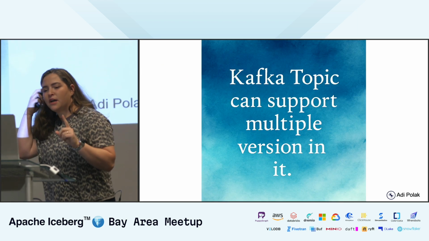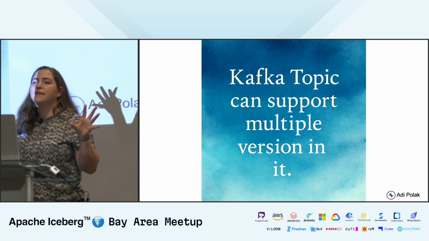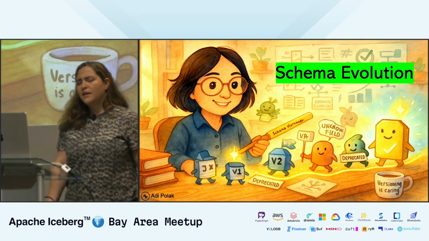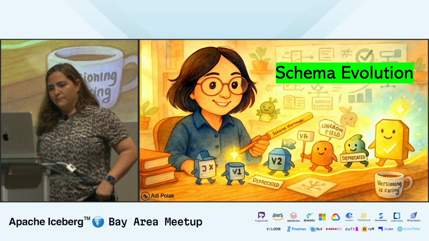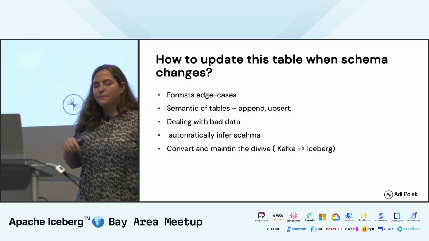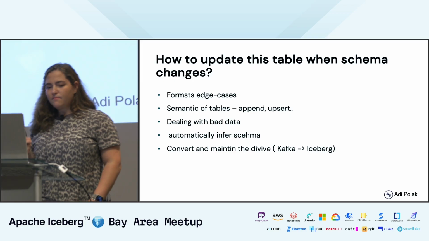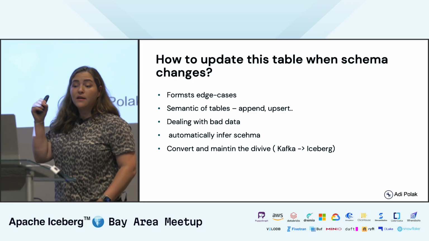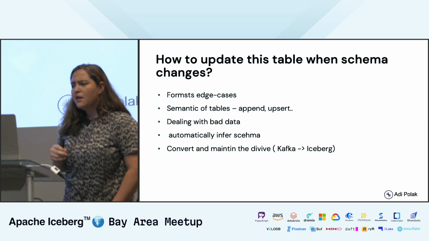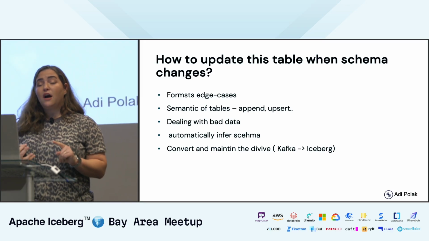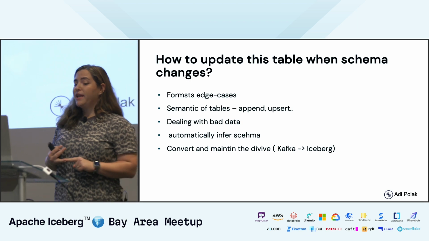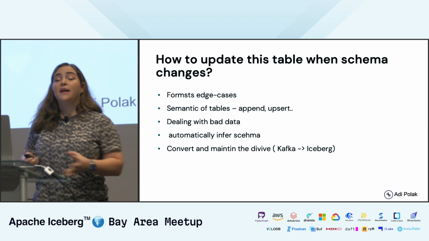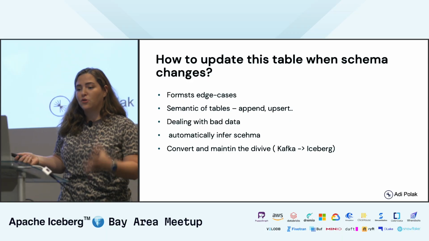One of the challenges with Kafka topics is that they can support multiple versions in them. It's kind of like magic. Put whatever you want in it, it will just take it and process it. This is where schema evolution starts to be a problem, because we want to support different formats, different edge cases. We want to support semantics of tables that usually Kafka doesn't support out of the box, like append and upsert. We want to be dealing with bad data. We want to automatically infer schema if we can. And then to convert and maintain the divide, right? We want to make sure we have a healthy contract between these two Kafka to Iceberg operations.